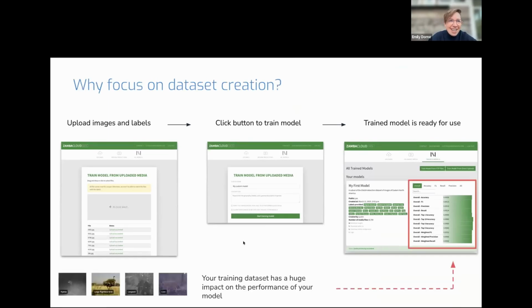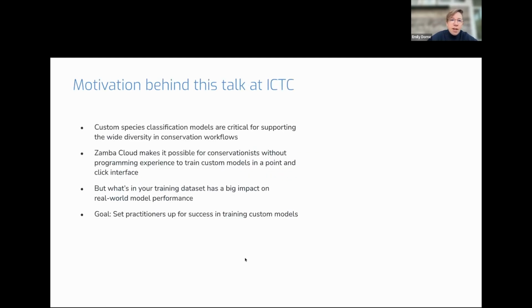So on the one hand, you might say, okay, so we have custom model training solved. Why have this talk? And the reason why I wanted to talk about the more upstream step is what is the data that you actually put in when you're training a custom model? Because what is in your training data set really has a big impact on the ultimate performance of your model. So this is really the basic premise behind why I wanted to give this talk at ICTC. This notion that we know that custom species classification models are really important. We have tools that enable conservationists to train these custom models without needing programming experience. But what's in your training data has a really big downstream impact on the utility of your model.